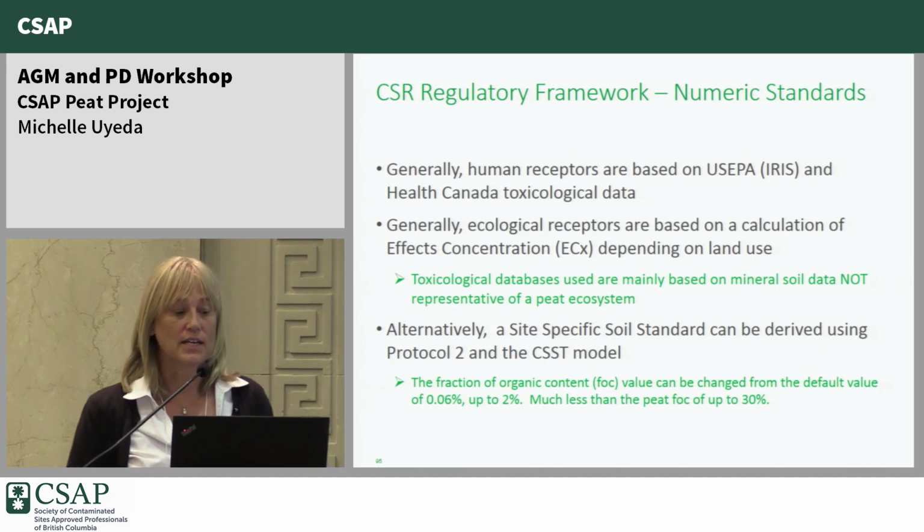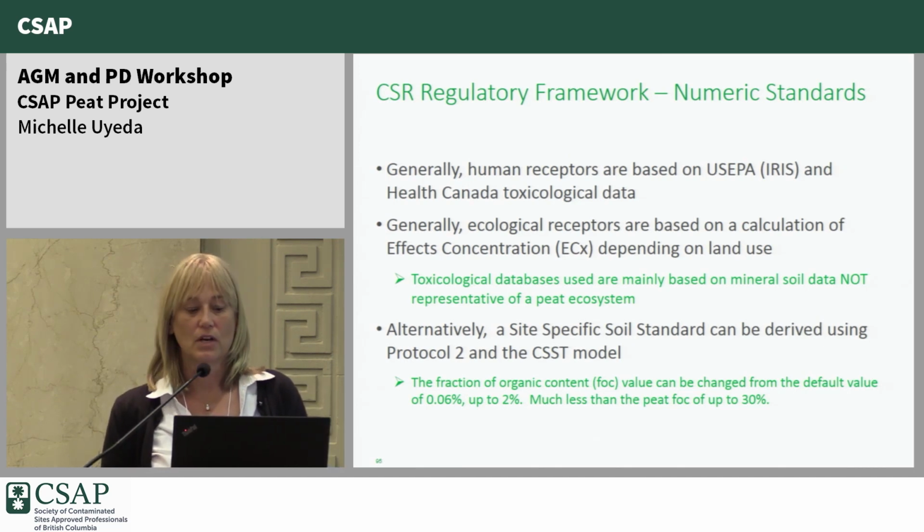So many of the tox databases are mainly based on mineral soil data and not representative of the peat ecosystem. And by peat, I mean muskeg, peat, high organic materials. In the site-specific soil standard recalculation, you're allowed to change some of the default values. For the FOC value, that's a fraction of organic content, it's 0.06% in the CIS model, and you can vary it up to 2%, which is great, but it is much less than a peat FOC, which can be up to 30%.